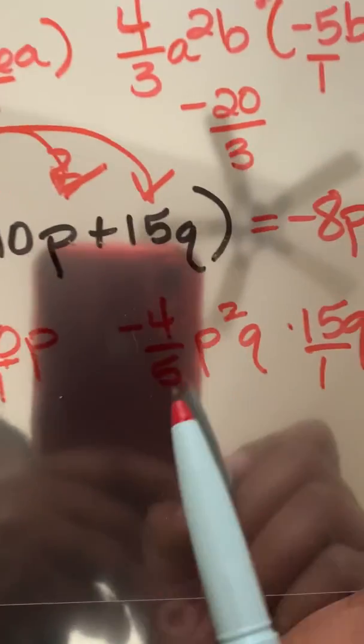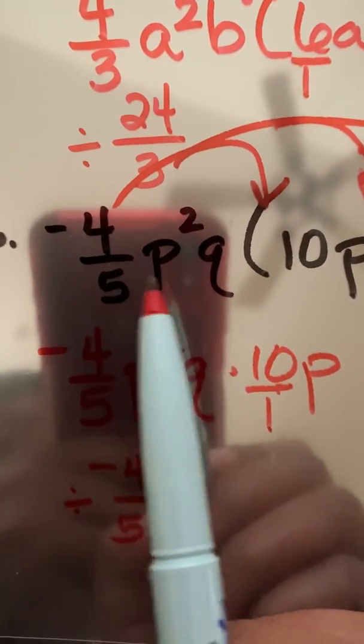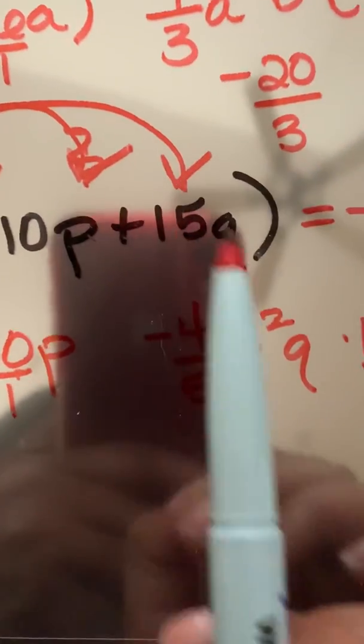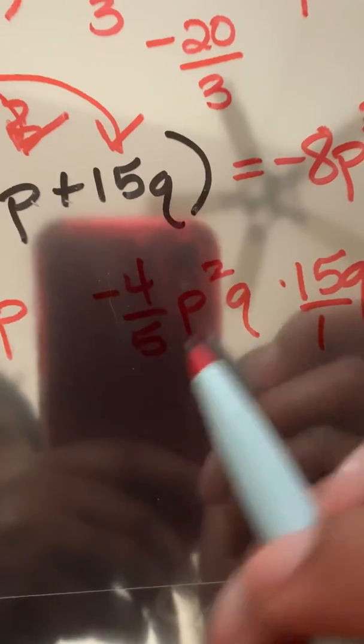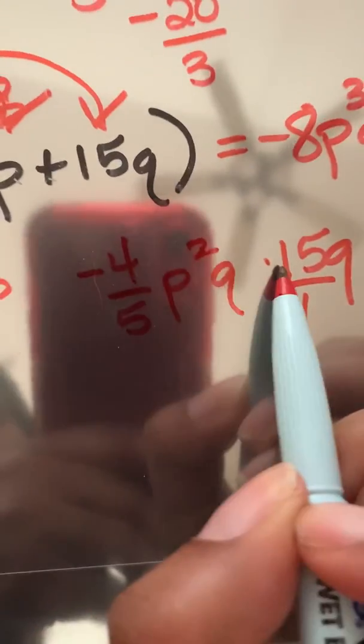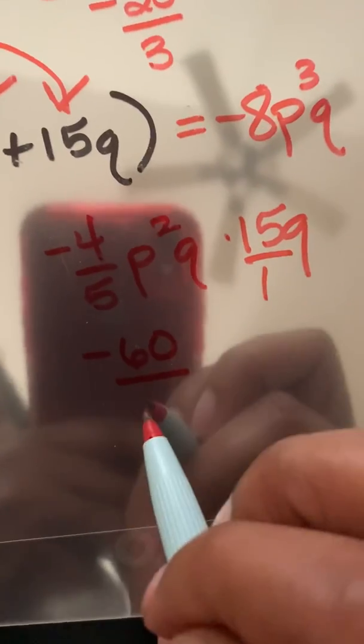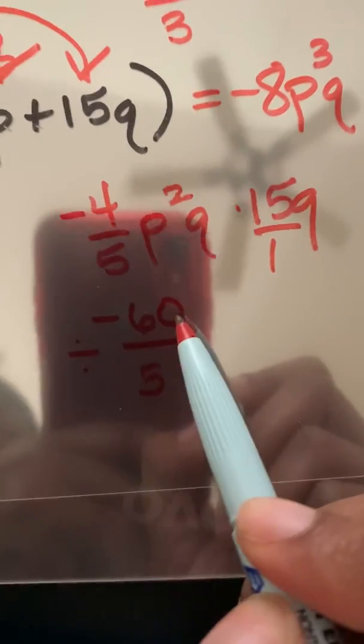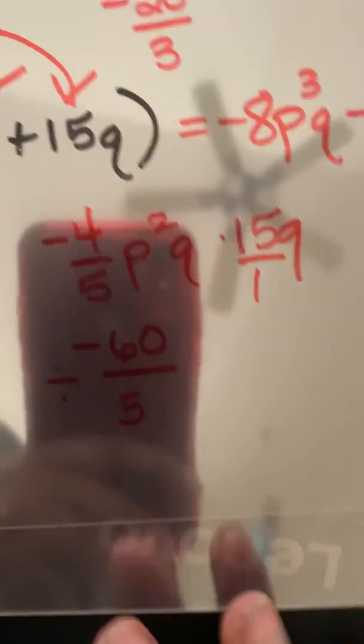Next, I multiplied the -4/5 p squared q by 10p. Now I need to multiply by my 2nd term, 15q. So I'm going to multiply straight across. -4 times 15 in your calculator should give you -60, and 5 times 1 is 5. I always stick it into the calculator to see if it's going to give me a whole number. So -60 divided by 5 should give you -12.